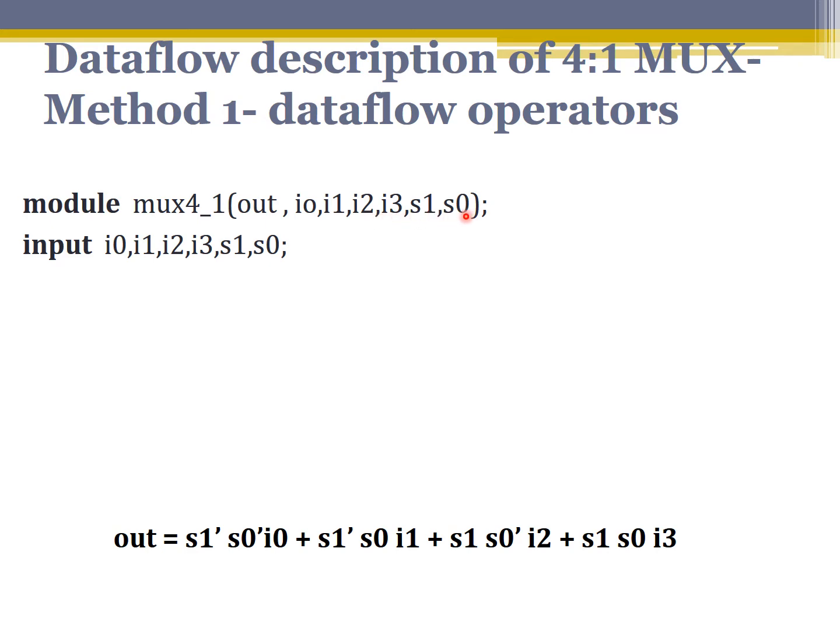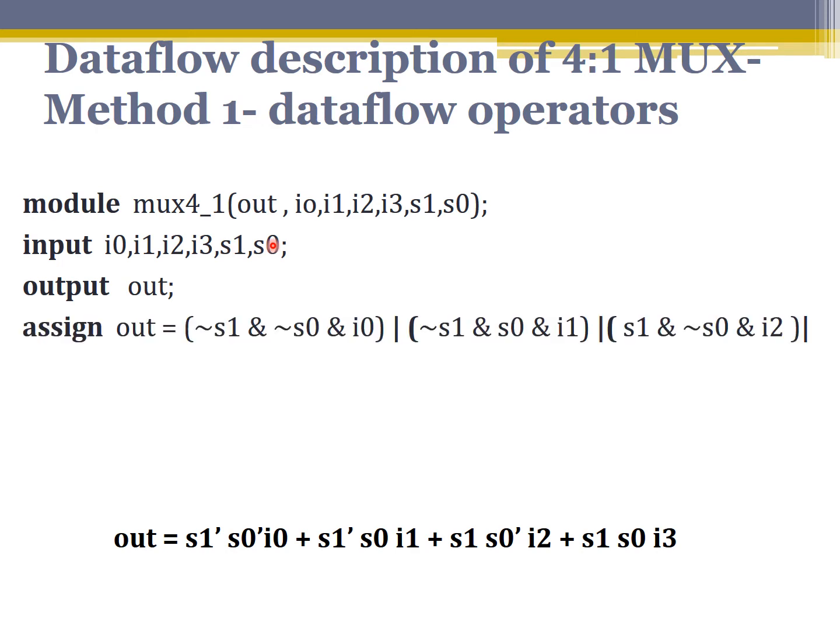We could as well have declared vectors I and S. Then from this port list, let us declare the input terminals: I0, I1, I2, I3, S1 and S0 are the input terminals and we have only one output which is out. So the output port is the output out. Now we are writing a data flow description.